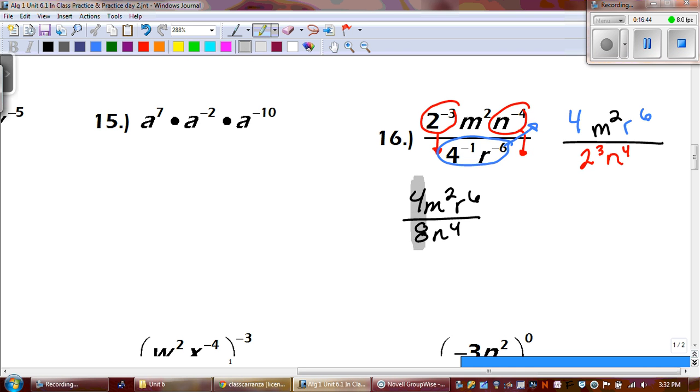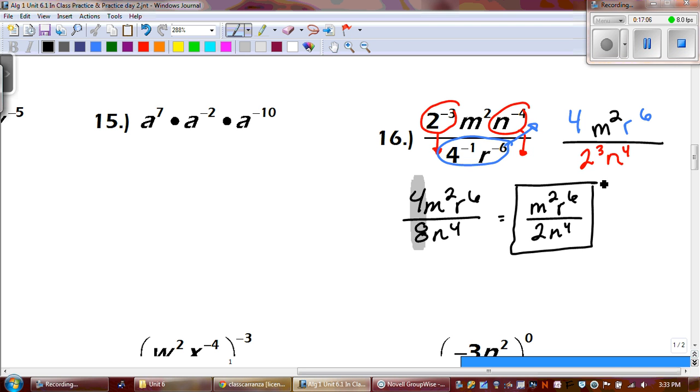And are we done? No. We need to reduce our fraction. 4/8 is the same thing as 1/2. And you do not have to have the 1 there. Okay? You don't, because we also have the m squared r to the 6th and then n to the 4th. So this is your final answer. Okay? Now, I would highly recommend that you try the other ones to see how you do. Maybe check with Ms. Carranza or myself to see how you did on them. But that'll be it for the 6.1 in-class practice, day 2.